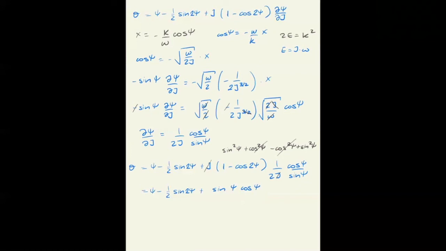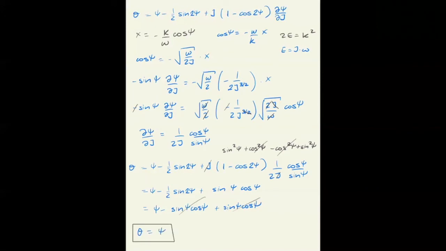Now remember the sine of the double angle is twice sine cosine. The twice is going to cancel, then you have sine cosine plus sine cosine, and that also cancels out. And then you have something very simple. Theta is equal to psi.